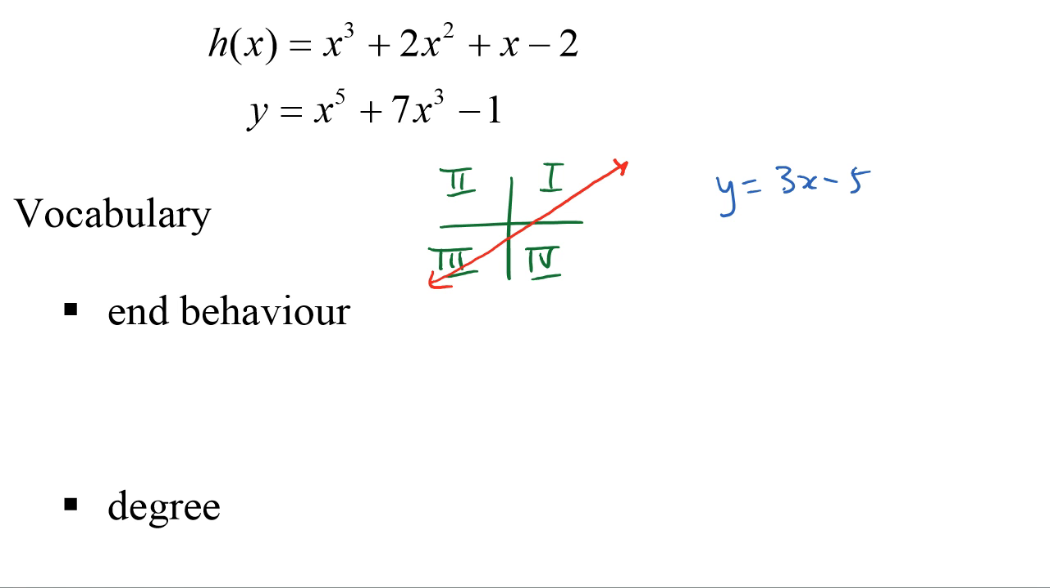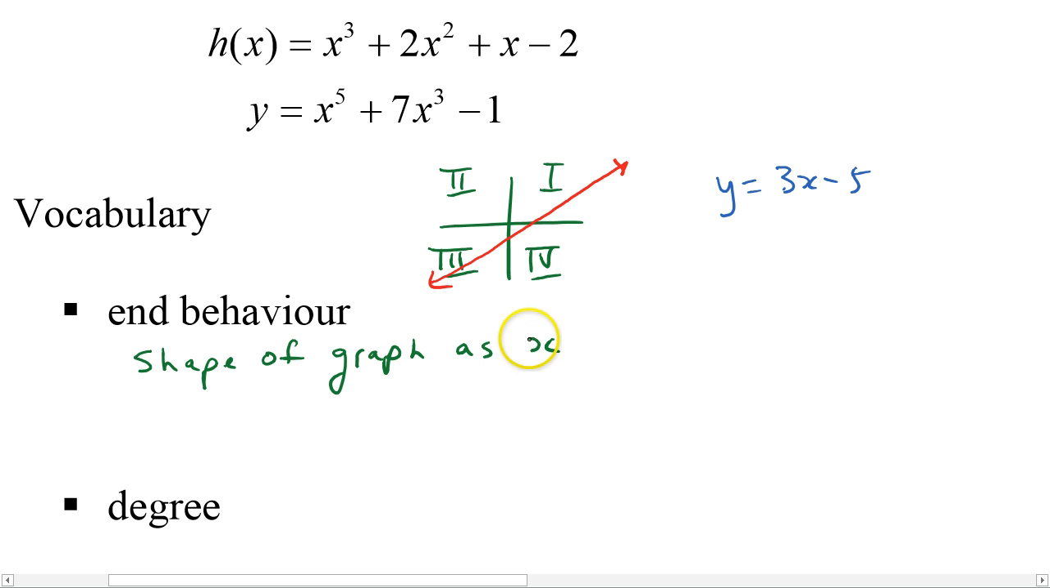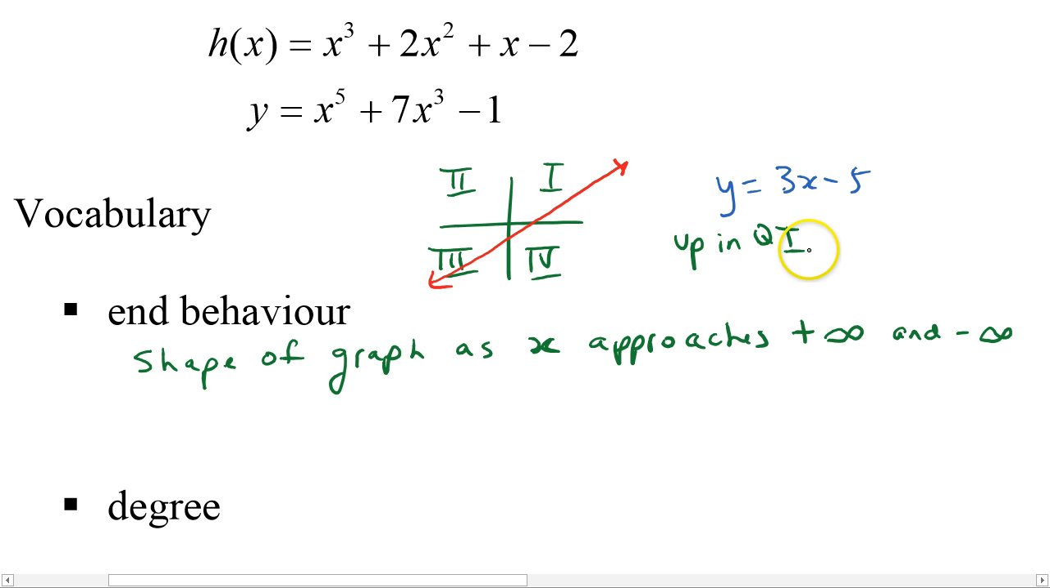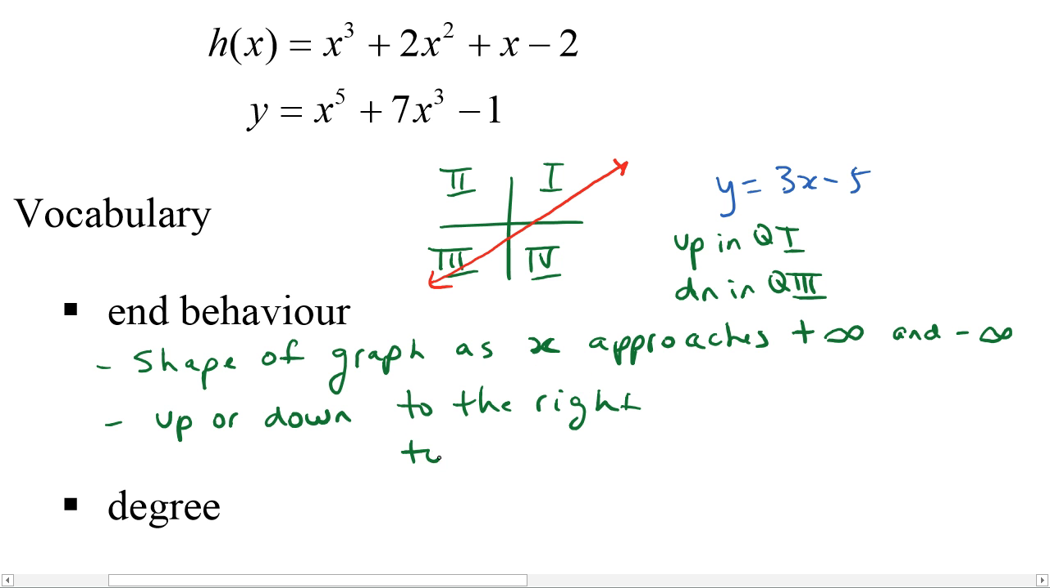We're talking about the shape of the graph at the ends. So as x approaches positive infinity, as it gets very large, and also as it approaches negative infinity in the other direction. So in this example, y is equal to 3x minus 5. If I was asked what is the end behavior, I'd say it's going up in quadrant number 1, and it's going down in quadrant number 3. So that's a nice easy way to talk about it. End behavior: we say, does it go up or down to the right and to the left? Does that make sense?